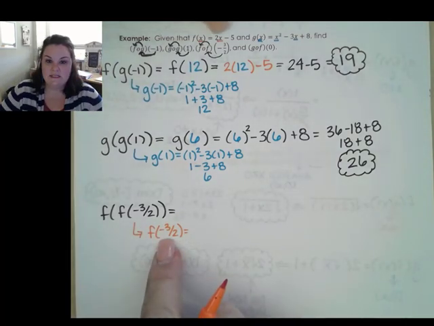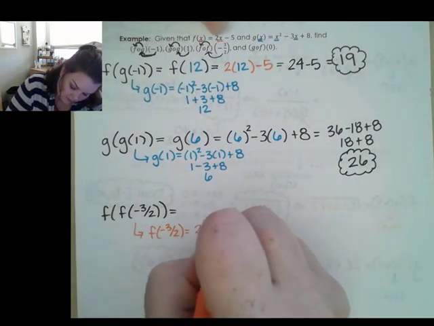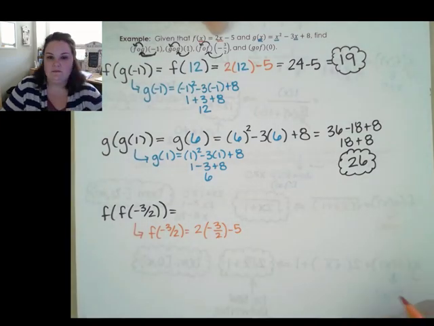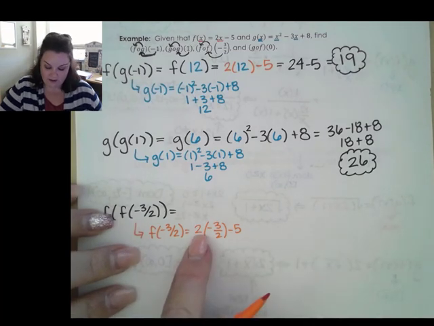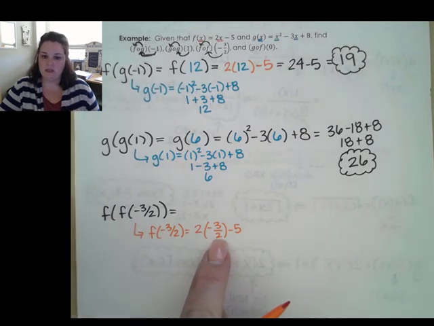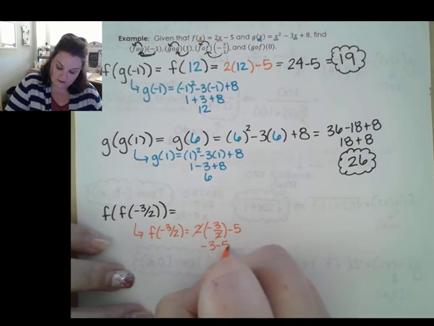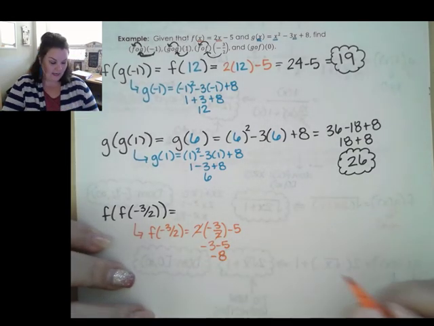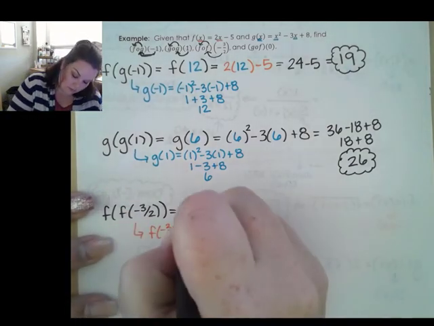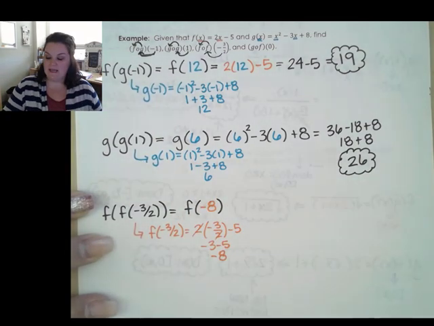My f function says to do 2 times my input and subtract 5. So I'm doing 2 times my input of -3/2 and subtract 5. If I multiply straight across, I would get negative 6 over 2, which reduces down to negative 3. Or you can think about just canceling these 2's here. And I end up with negative 3 minus 5, which gives me negative 8. So we figured out what this innermost evaluation equals. It equals negative 8.